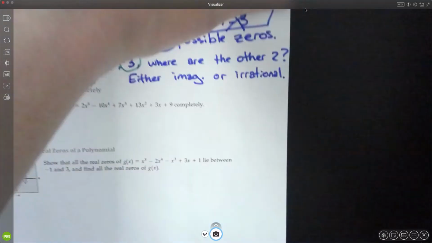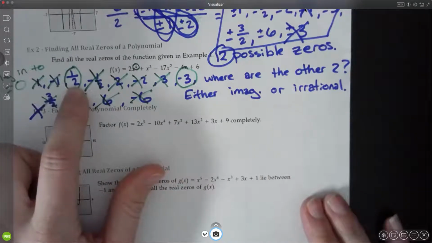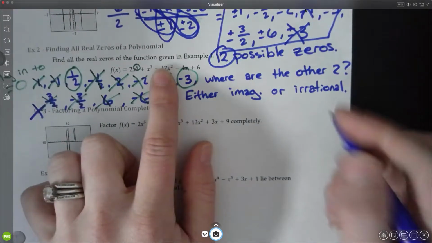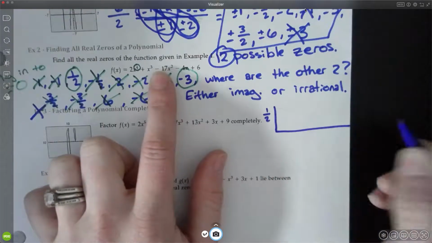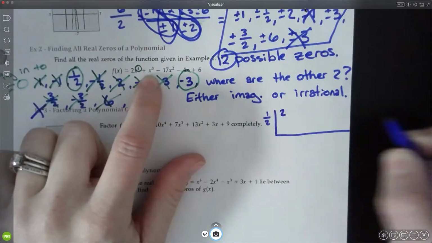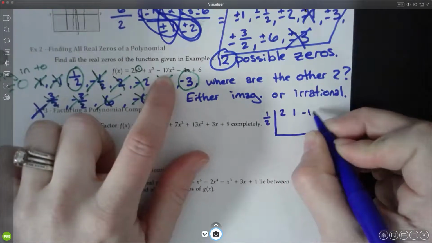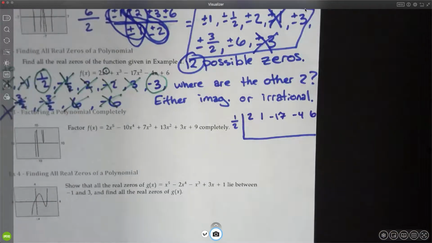We know that 1/2 goes in there perfectly, right? So I'm going to use synthetic division to divide out 1/2. Just humor me. Write this down. So 1/2 is going to pull out. I have 2, and then 1, -17, -4, and 6. So drop the 2 down.